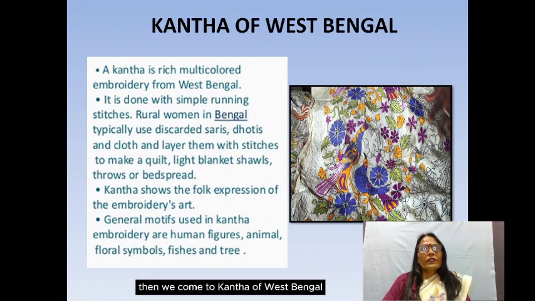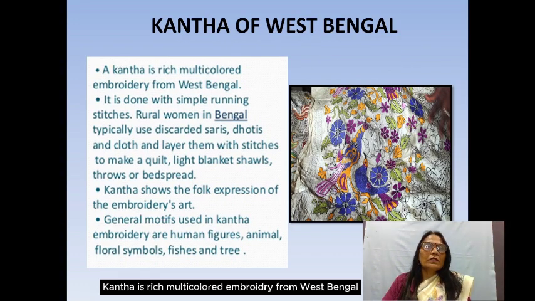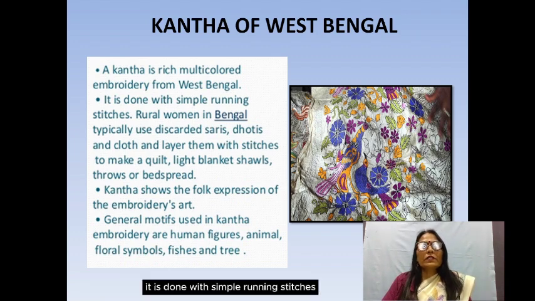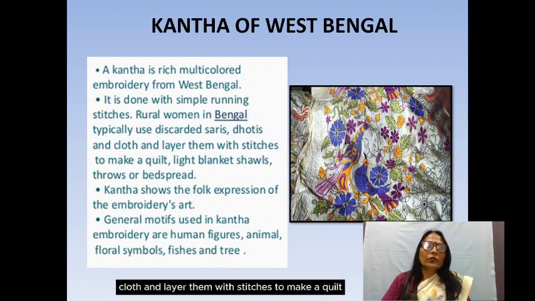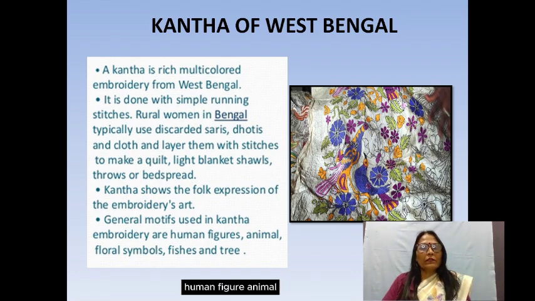Then we come to Kantha of West Bengal. Kantha is rich multicolored embroidery from West Bengal. It is done with simple running stitches. Rural women in Bengal typically use discarded saris, dhotis, and cloth and layer them with stitches to make a quilt, light blanket, shawls, throws, or bedspreads. Kantha shows the folk expression of the embroidery art. General motifs used in Kantha embroidery are human figures, animals, floral symbols, fascias, and trees.